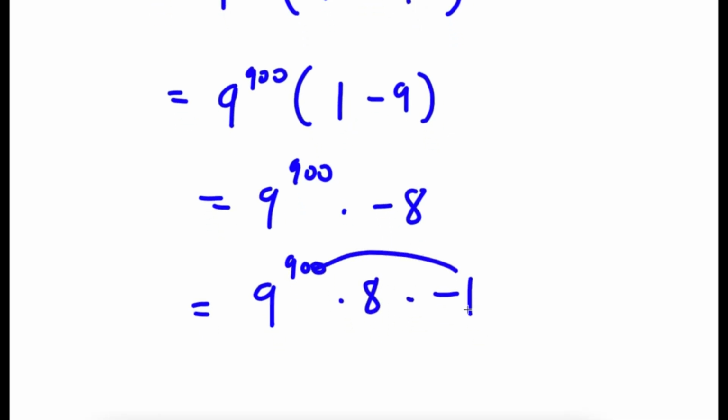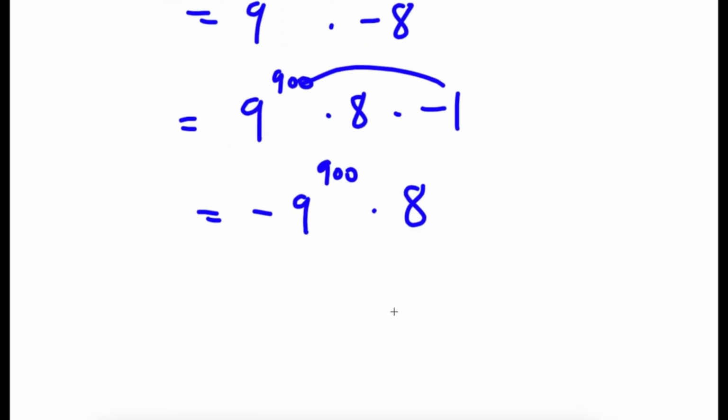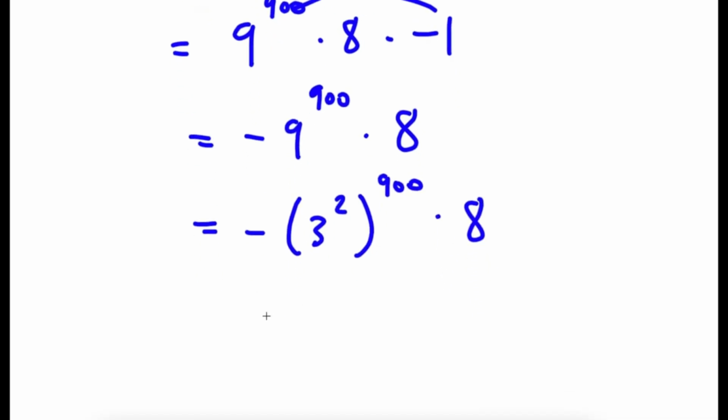Now if I multiply negative 1 with 9 to the power of 900, I have negative 9 to the power of 900 times 8. Now 9 is equal to 3 squared, so I have negative 3 squared to the power of 900 times 8. Now 8 is the same thing as 2 to the power of 3, so I have negative 3 squared to the power of 900 times 2 to the power of 3.